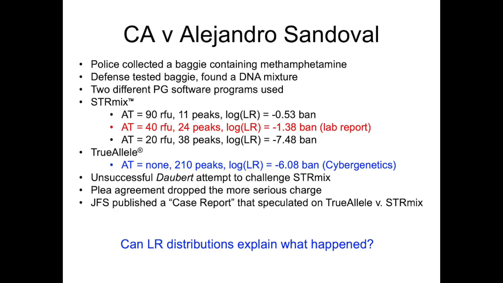Okay, there was an unsuccessful Daubert challenge with StarMix. The federal prosecutor dropped his challenge and they agreed to drop the more serious charge against the defendant. This is a notable case because the Journal of Forensic Sciences published a case report that was filled with many speculations about TrueAllele and StarMix that didn't seem to account for this data difference. But the question is, can LR distributions explain what happened? Because that's what we're talking about today. And I think this is the clearest explanation of the information properties. So Matt, maybe we can move on to that and see what TrueAllele did. Yes.